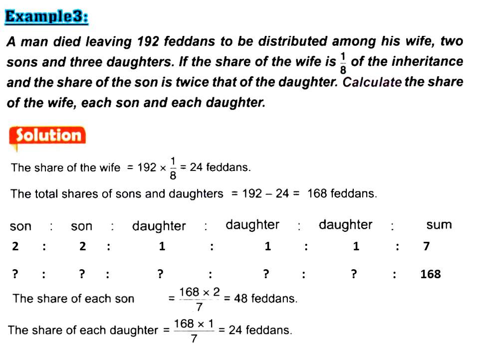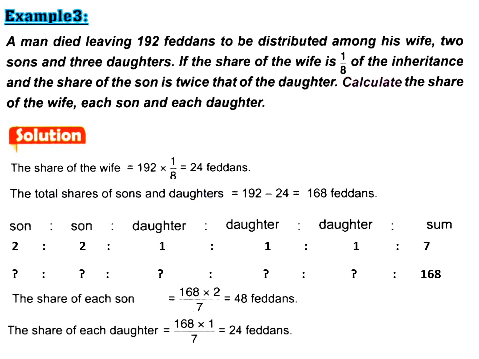If I put these real shares, 48, 48, 24, 24, 24, and get the ratio in the simplest form, it will give me 2, 2, 1, 1, 1.